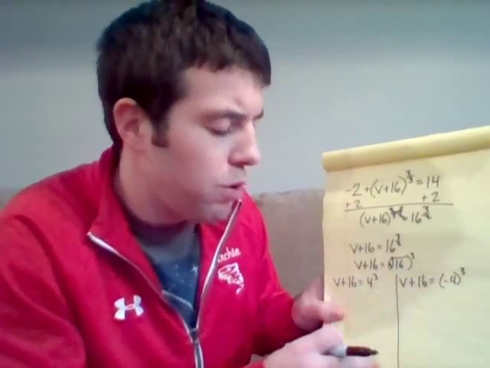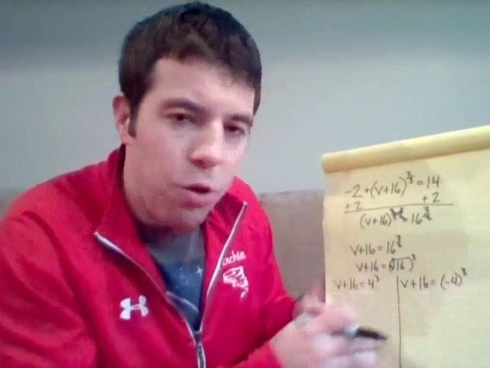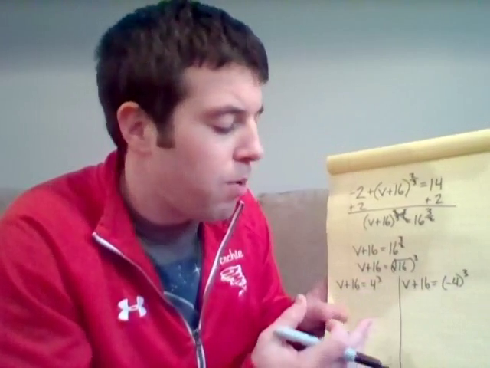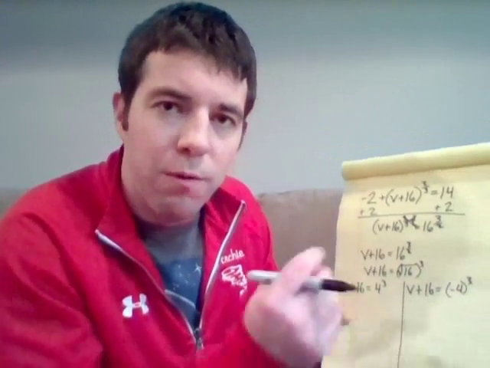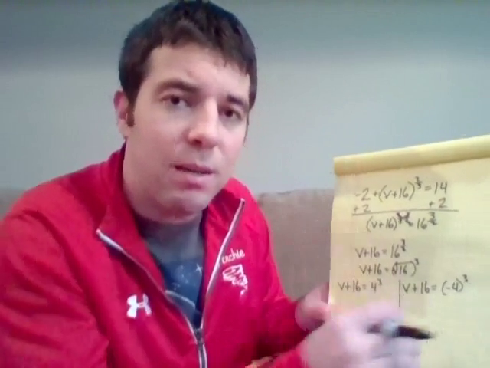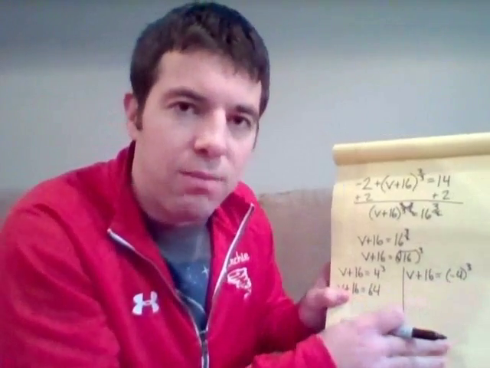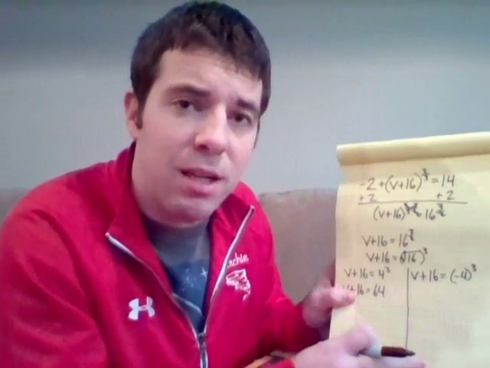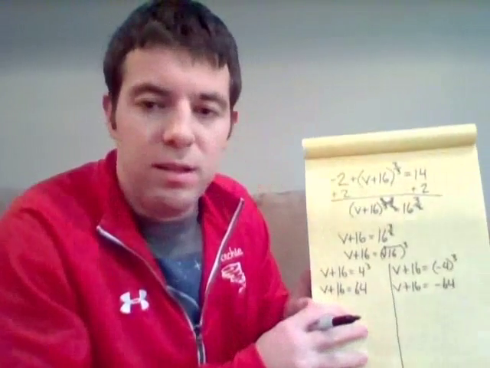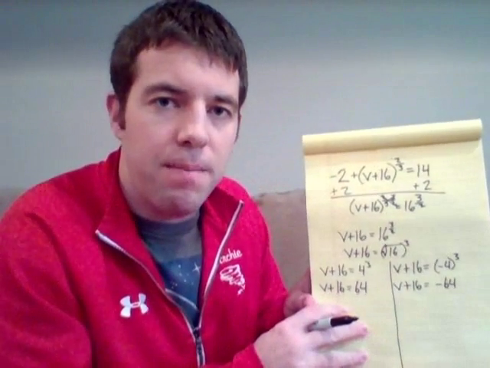So let's just do the same steps on each one. I've got to cube it. Now remember, 4 cubed, 4 times 4 is 16, times 4 again is 64. So v plus 16 equals 64. Over here, negative 4 times negative 4 is 16, but again times a negative 4 gives me v plus 16 equals negative 64. All right? Subtract your 16s from both sides.